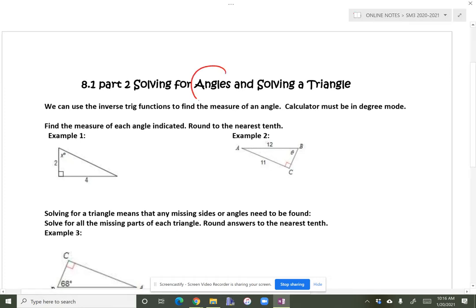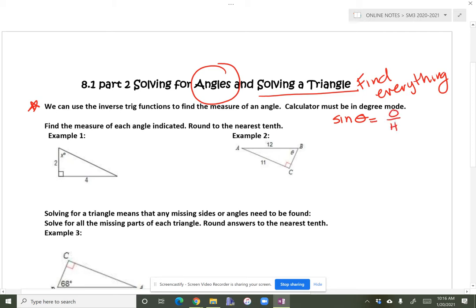Okay, solving for angles, which will help us solve a triangle, which basically means we're going to find everything that's missing, whether some sides are missing or an angle is missing. The biggest thing is we can use the inverse trig functions to find the measure of an angle. Let's take sine for example. We said sine of an angle equals opposite over hypotenuse. Well, if we do the inverse sine, that -1 means inverse, we're going to flip-flop. We're going to put the fraction in there, and that gives us the angle.